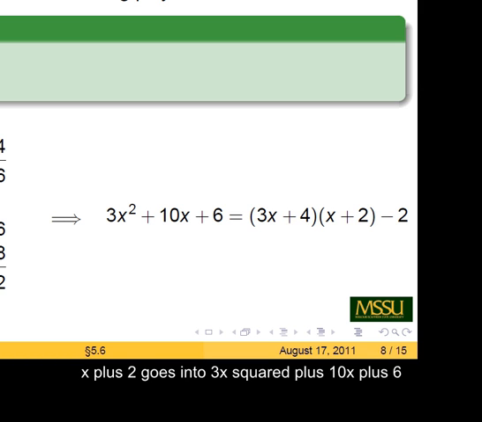x plus 2 goes into 3x squared plus 10x plus 6 a total of 3x plus 4 times, and then our remainder, negative 2.